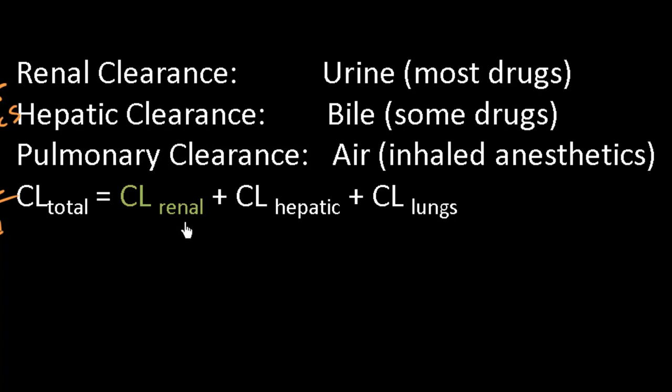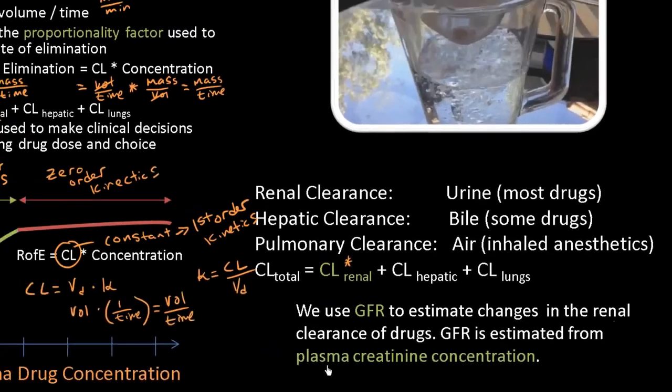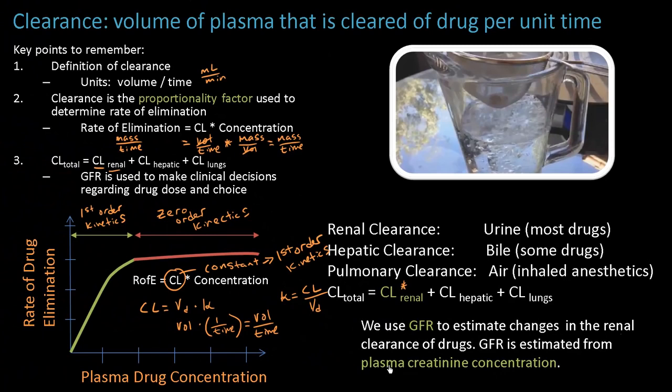Now, like I was saying, clinically speaking, this is the most important term. And the way that we estimate our renal clearance is by looking at our glomerular filtration rate. So we use the GFR to estimate changes in the renal clearance of drugs, and the way that we determine the GFR is by looking at something called the plasma creatinine concentration. And so what we're going to do in the next video is talk about these two terms in a little bit more detail.